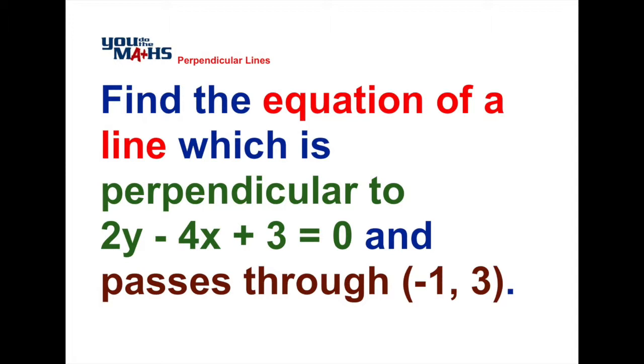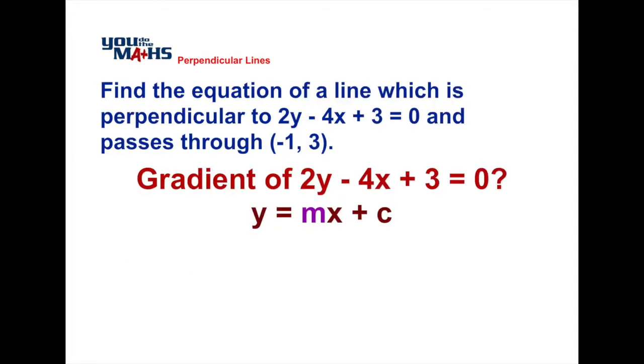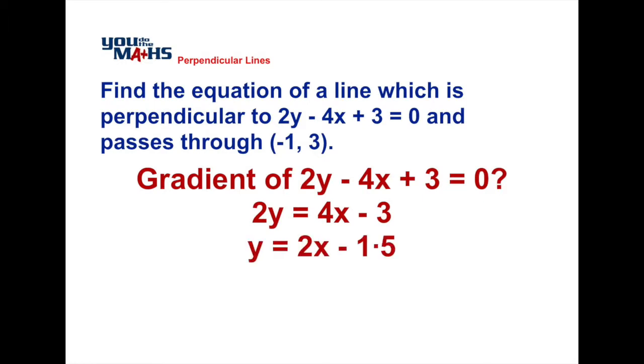Let's first of all consider the gradient of the line 2y minus 4x plus 3 equals 0. To do that, it would be nice if it was in the form y equals mx plus c, because m represents the gradient. So our aim is to get y by itself in that equation. The first thing we'll do is take the 4x and the 3 across to the right hand side. That changes sign to make it positive 4x and take 3. The next thing we'll need to do is divide through by 2, and that does give us y by itself. Dividing through on the right hand side gives us 2x minus 1.5.